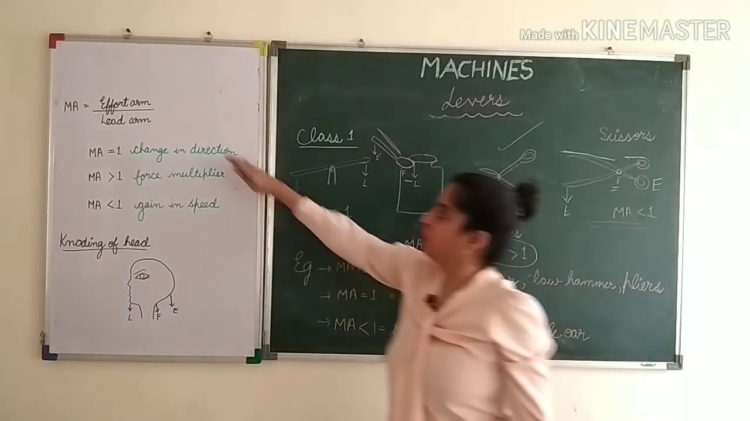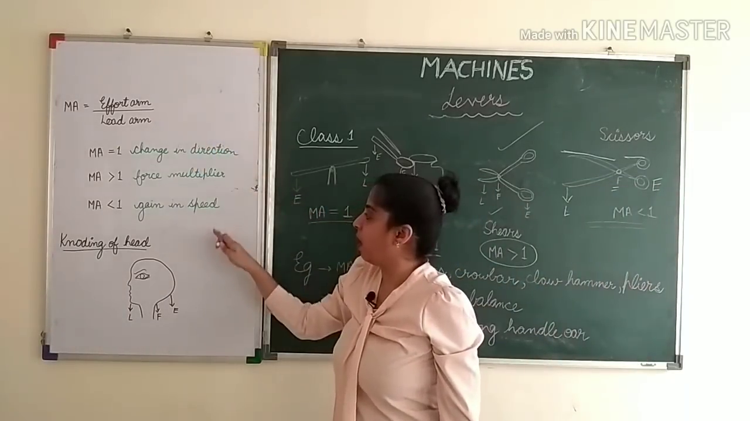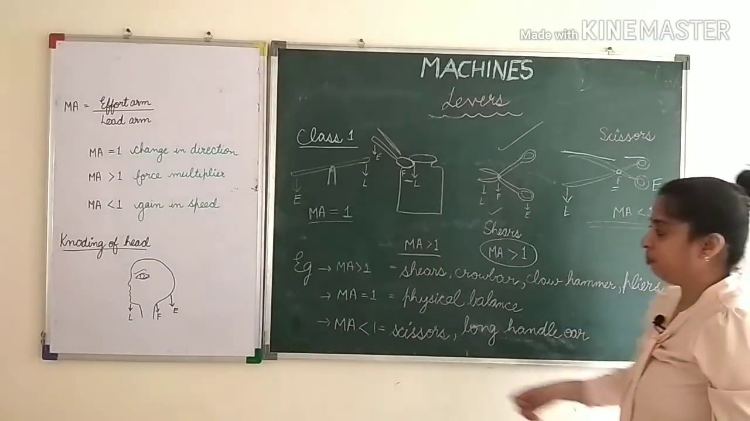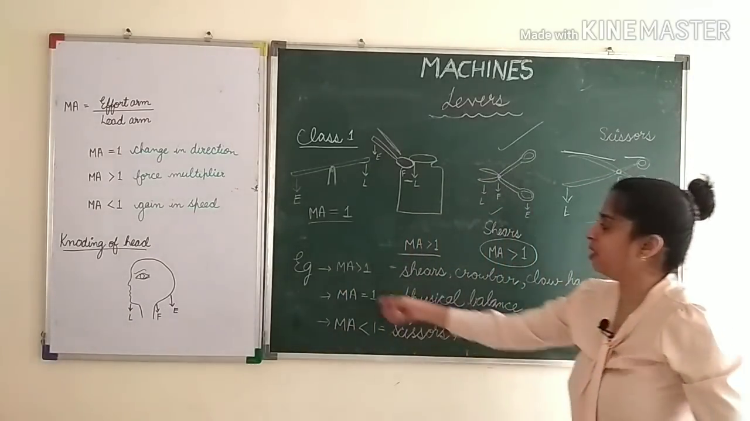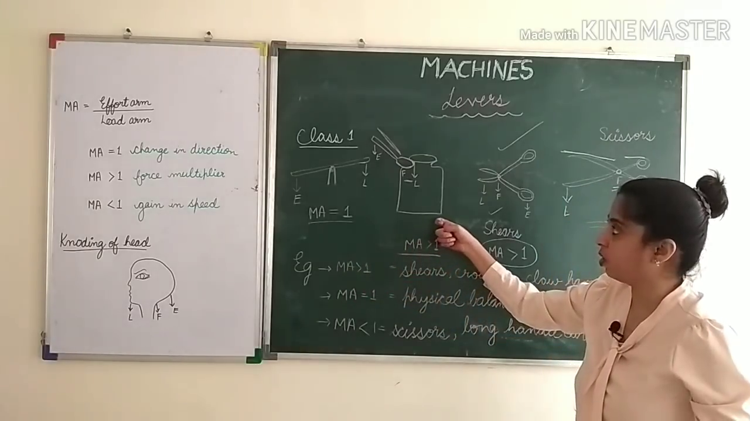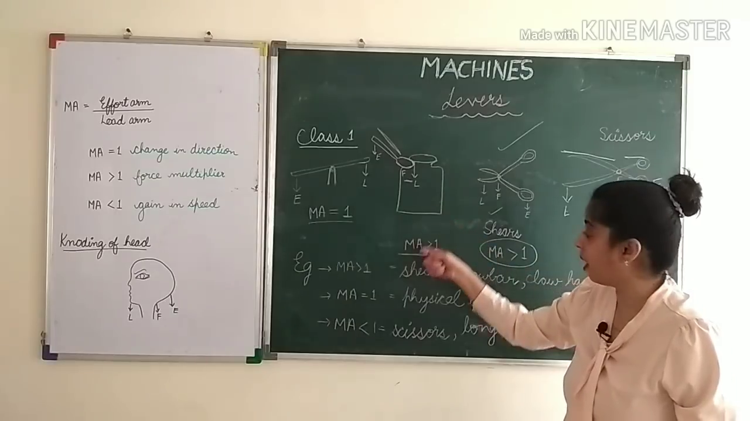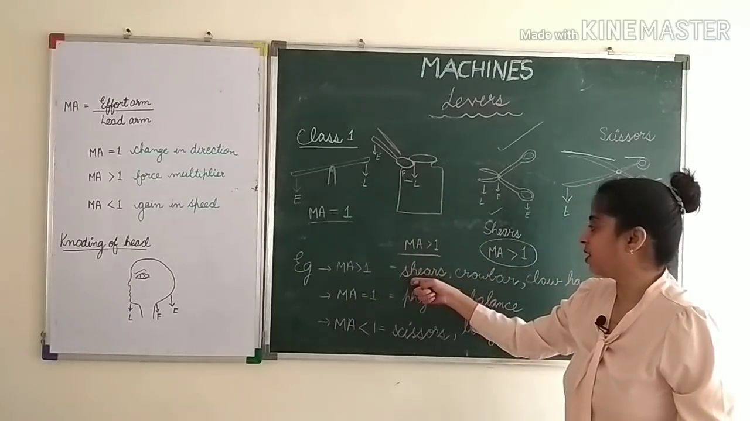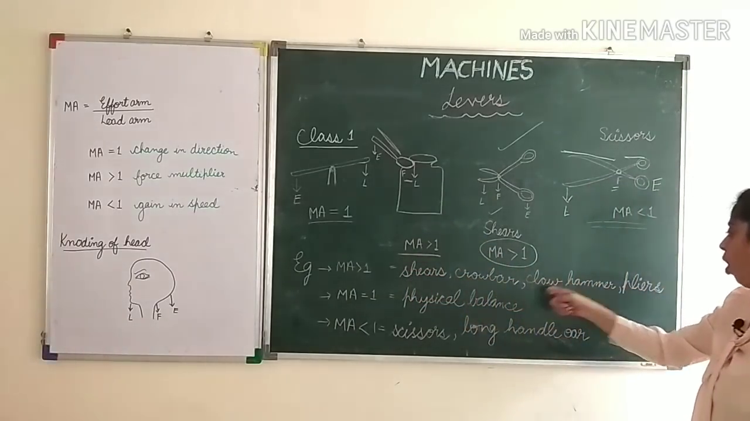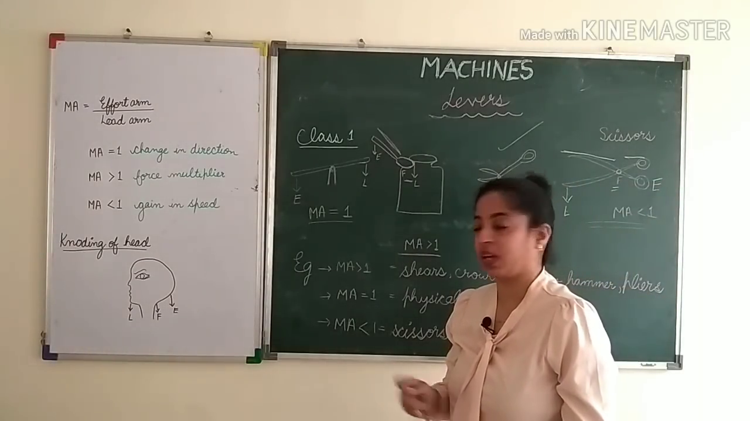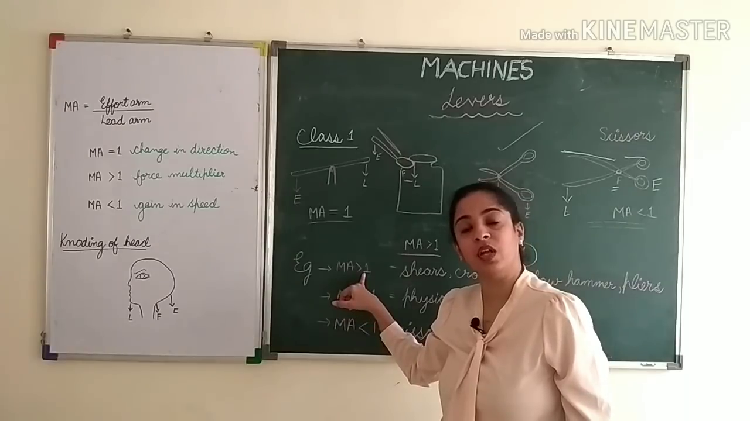So whenever the load arm is bigger than the effort arm, MA is less than 1, so it acts as gain in speed. Now we'll look at other examples wherever mechanical advantage is more than 1, that is we want it to act as a force multiplier. At that time the examples are shears, crowbar, claw hammer and pliers. Just remember कि कहाँ हमें ज़्यादा force लगाना पड़ रहा है, वहाँ mechanical advantage is more than 1 होगा.